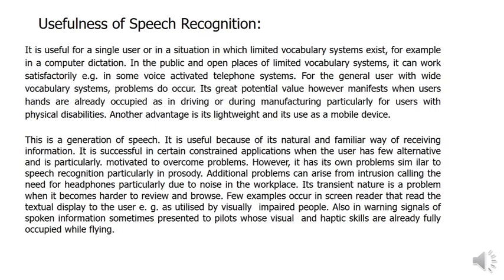Additional problems can arise from intrusion, causing the need for headphones, particularly due to noise in the workplace. It transcends nature. It is a problem when it becomes harder to review and browse. A few examples occur in screen readers that read the text displays to the user, e.g., as utilized by visually impaired people. Also, in warning signals, spoken information is sometimes presented to pilots who speak.